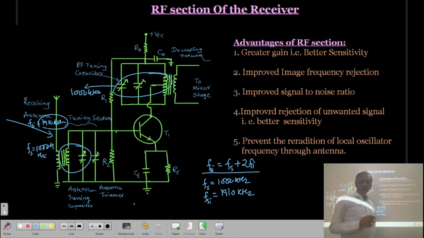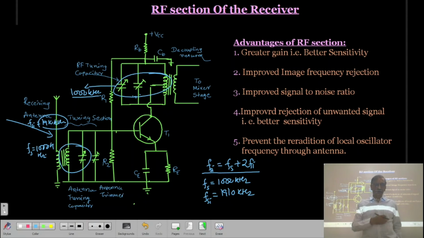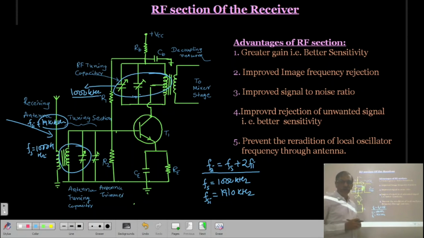Suppose some portion of the fsi has entered, then again we have a tuning section in the output and it is tuned for 1000 kilohertz. So the image frequency is going to be rejected. So if you use an RF amplifier, then the image frequency rejection will be a good one and the image frequency will not enter your radio.